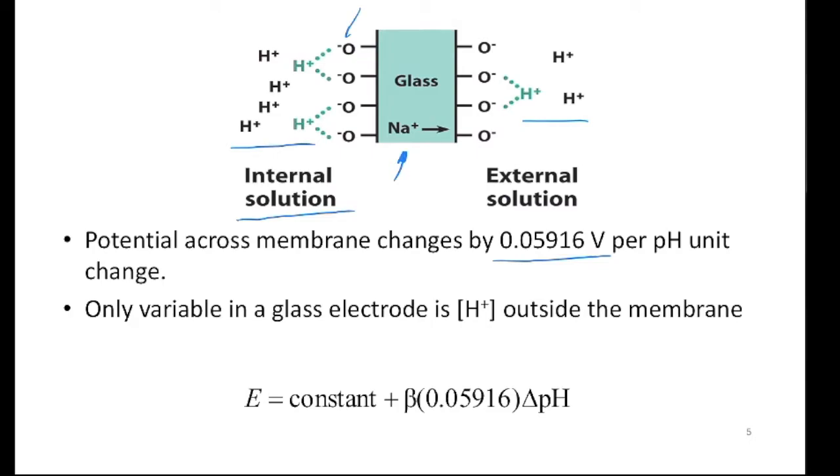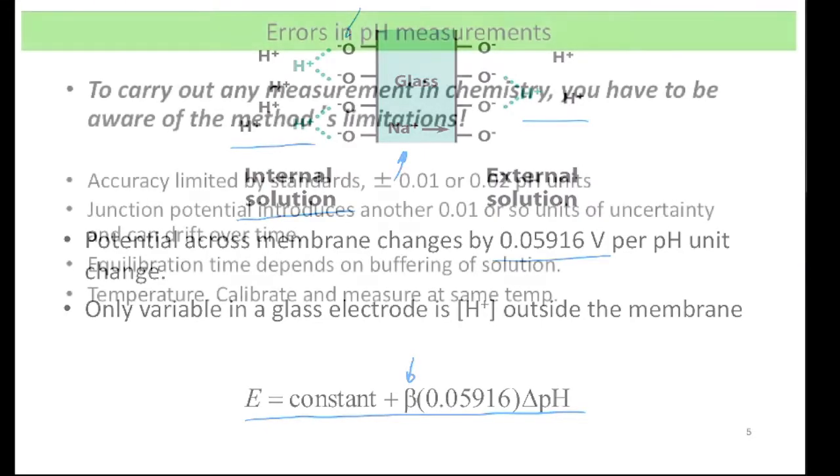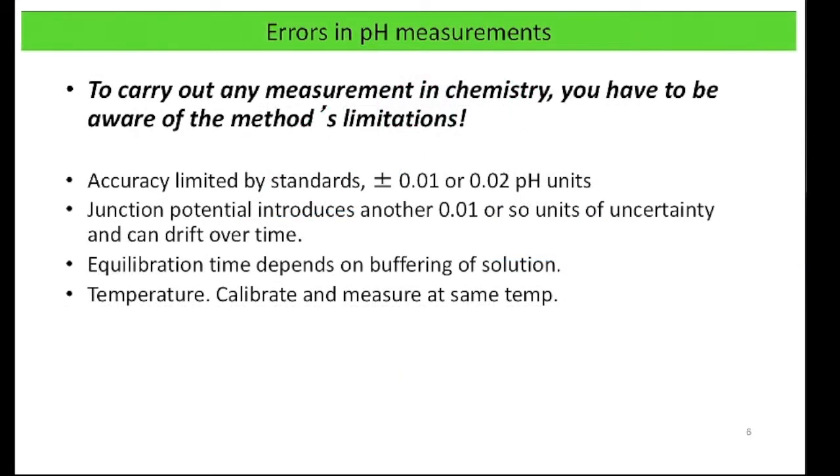the membrane. Okay, so this is the Nernst equation for the pH electrode, and this beta here just has to do with the surface of the glass and how it's not quite perfect. Usually we can assume that's 1, but if it's a little bit less than perfect, beta would be less than 1. So to carry out any measurement in analytical chemistry, you have to be aware of the method's limitations.